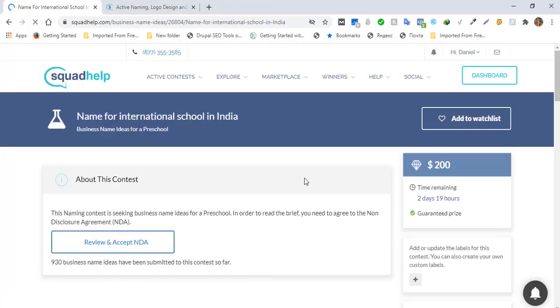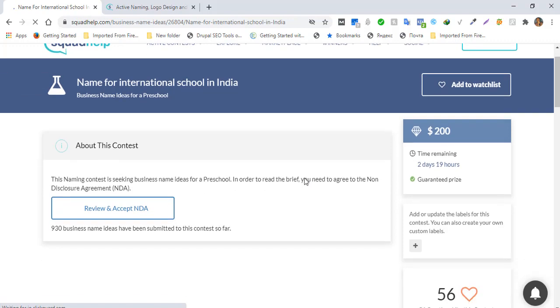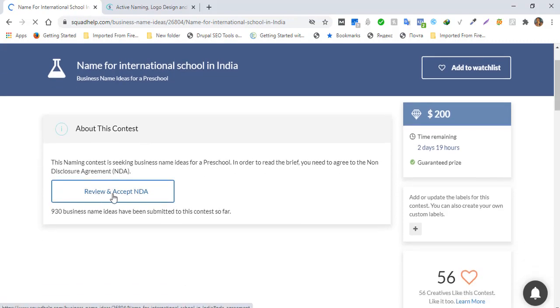So when you click on it, this page will come up. You will now see the NDA, review and accept NDA. This naming contest is seeking business name ideas for a preschool. In order to read the brief, you need to agree to the non-disclosure agreement. See, 930 business name ideas have been submitted.